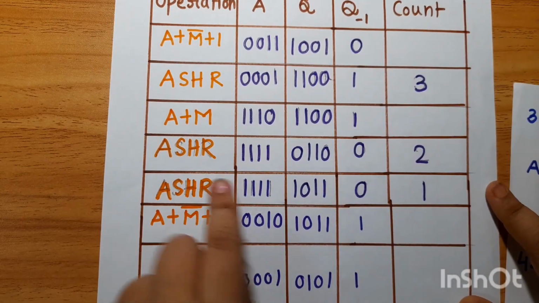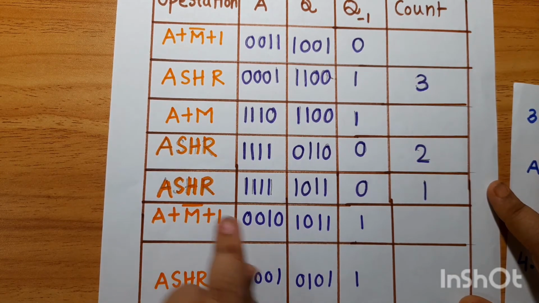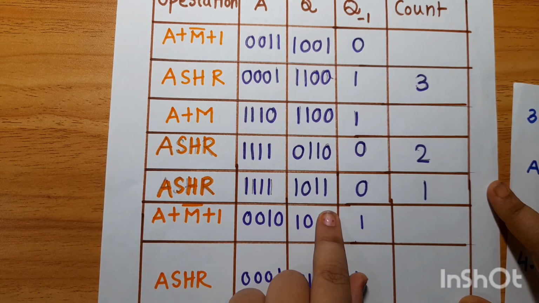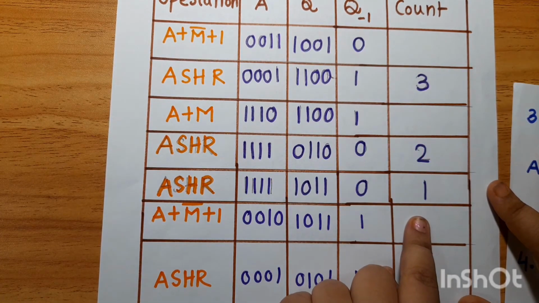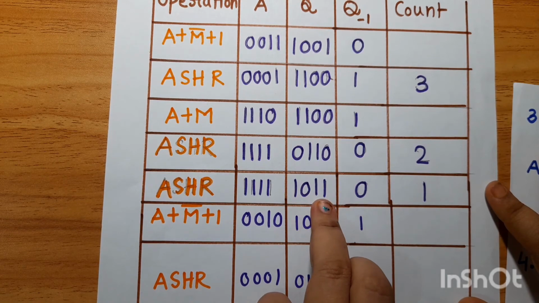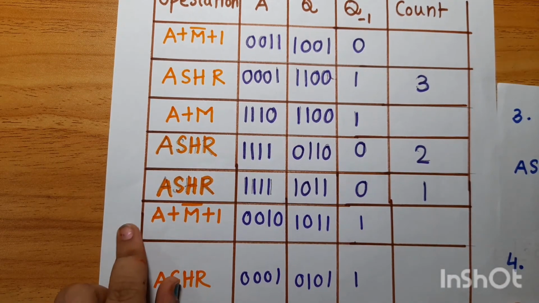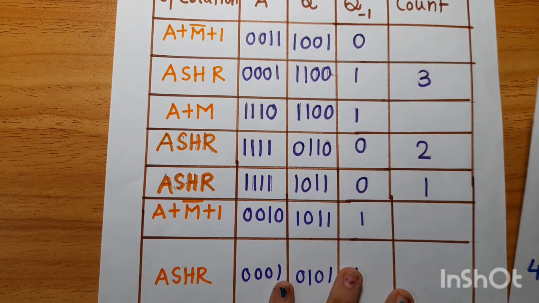Here you see, after step 2, again arithmetic shift right has happened, and this one, all 4 ones, 1 0 1 1 0, this step has happened and count has become 1. So it is not yet 0. Again I have to run the loop because Q0 and Q minus 1 are 1 0. I have to do the A plus M bar plus 1 step, that is A minus M.